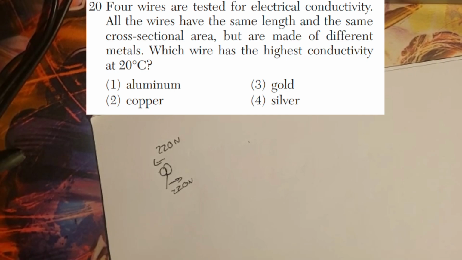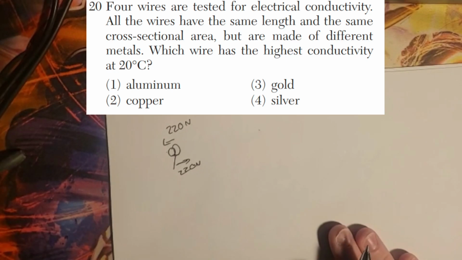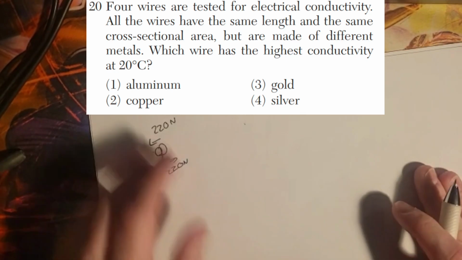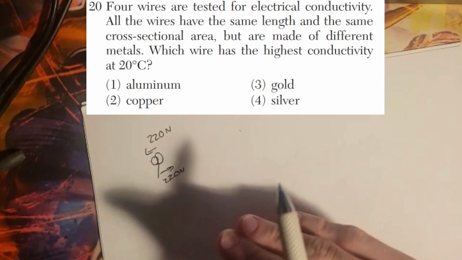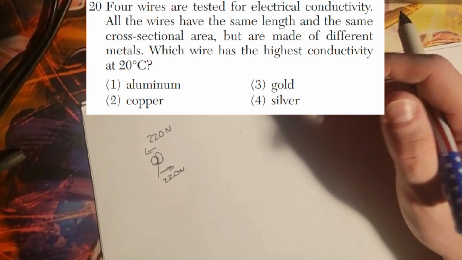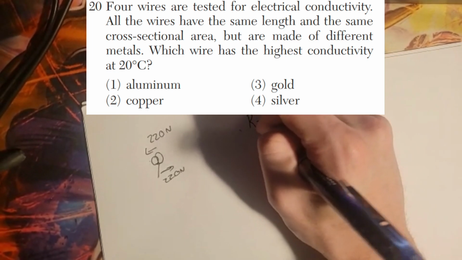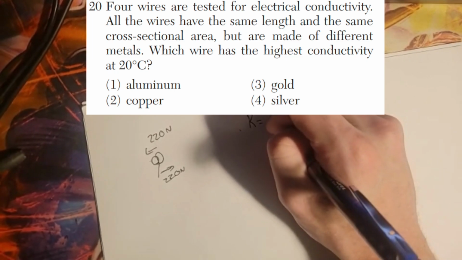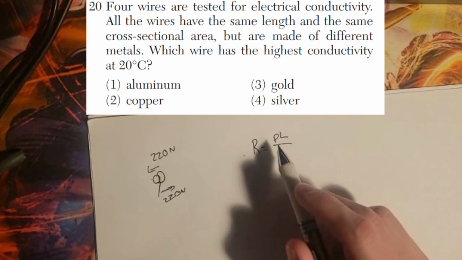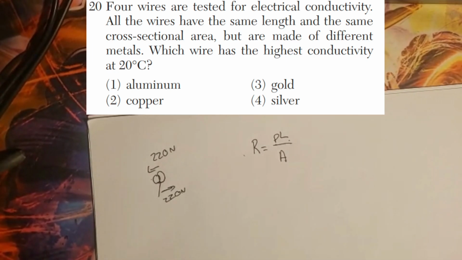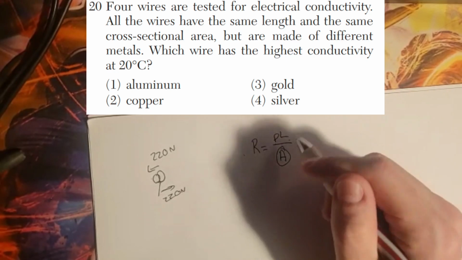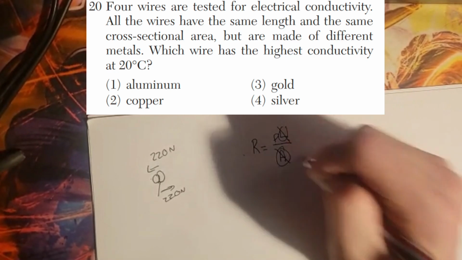Okay, 4 wires are tested for electrical conductivity. All the wires have the same length and the same cross-sectional area, but are made of different metals. Which wire has the highest conductivity at 20 degrees Celsius? Okay, if we're dealing with the resistance, the conductivity of different metals, and we're talking about the cross-sectional area, what we're looking at is this resistance formula. The resistance of a wire is equal to the resistivity, little p, called rho in Greek, times length over the area. They all have the same area. They all have the same length.